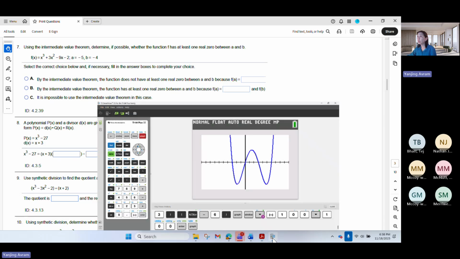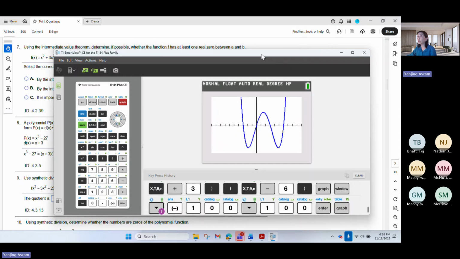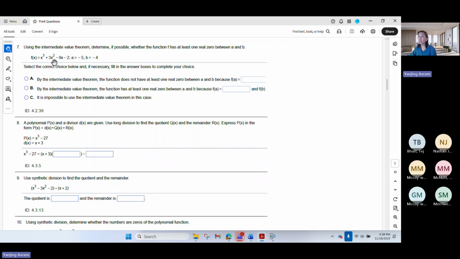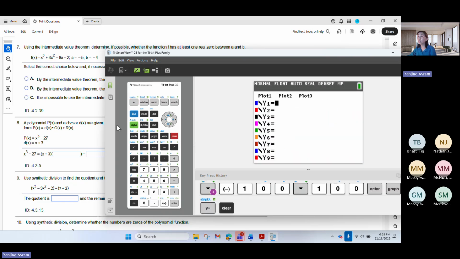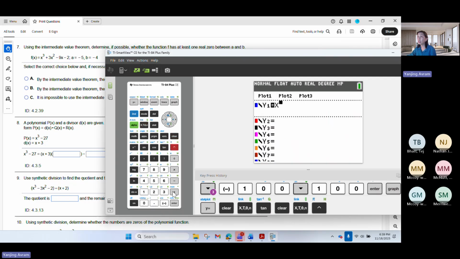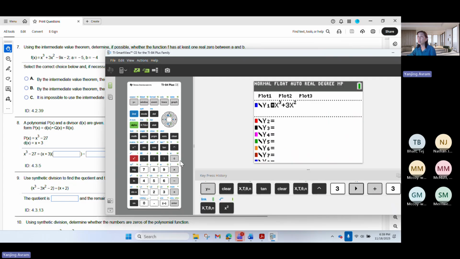This one right here, I can show you how to calculate in a calculator. Of course, you can plug in a equal to -5 and b equal to -4. If one is positive and one is negative, how can it change from negative to positive? That means it must cross the x-axis. Since this one has a cube, I'm going to type the whole thing into the calculator, and then plus 3x squared minus 9x, minus 2.